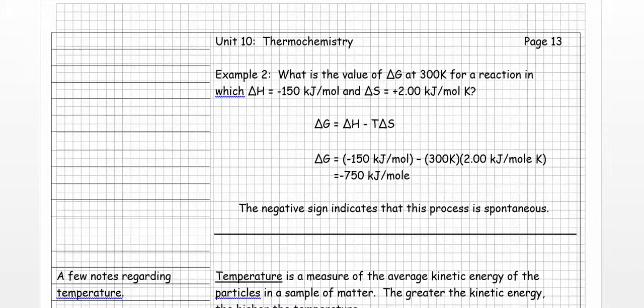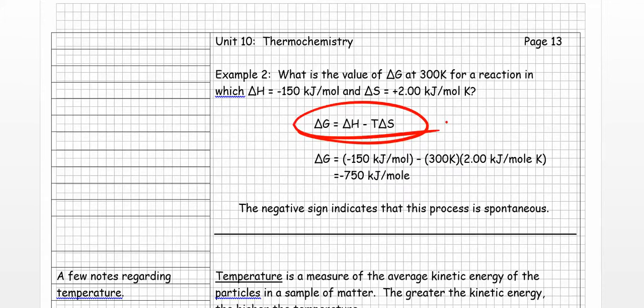Let's do another one. So this is example 2 now. The question is, what is the value of delta G at 300 K for a reaction in which delta H, I'm told, is a negative 150 kilojoules per mole, right? So that is then an exothermic process, and the delta S, I'm told, is a plus 200 kilojoules per mole per degree Kelvin. So the formula that I'm going to use is this one right here.